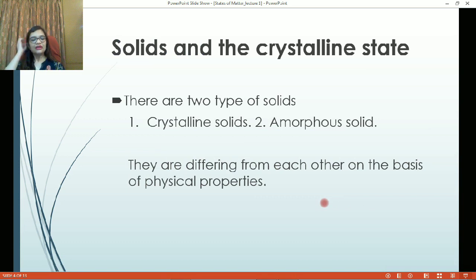Now, let's begin with our first state of matter, the simplest state of matter, and that is solids. And in solids, we are going to talk about the crystalline state, where the arrangement is kind of regular between atoms, ions and molecules. Now basically in solids we have two states, crystalline state and amorphous state, but today we are going to talk about the crystalline state. Crystalline and amorphous will differ in their physical properties.